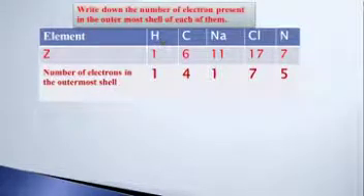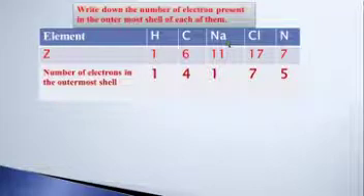Here, first example of element is hydrogen, its symbol is H. Atomic number is 1, means number of electrons present in hydrogen atom is 1, and therefore number of electrons in outermost shell is 1. C means carbon. This is the symbol of carbon. There are 6 electrons, therefore its atomic number is 6. And number of electrons in outermost shell is 4.